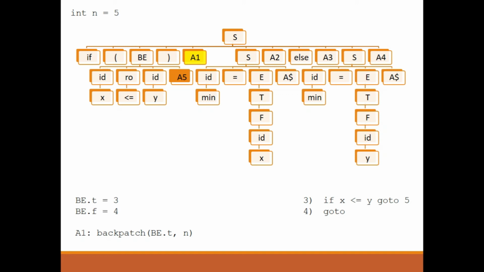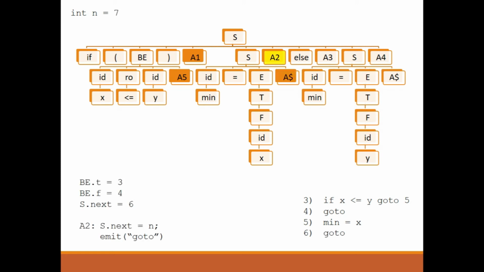This action will backpatch the third statement, which is the true case of the if condition. So it will send the pe.t, which is the line number that needs to be backpatched, and n, which is the value which has to be placed at the third line number. The next action that will execute is a dollar sign, which is simply an assignment operation, and it will emit that min equals x and increment the global variable n to 6.